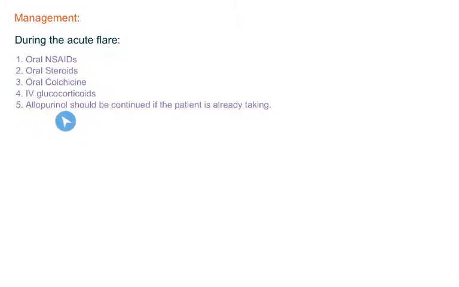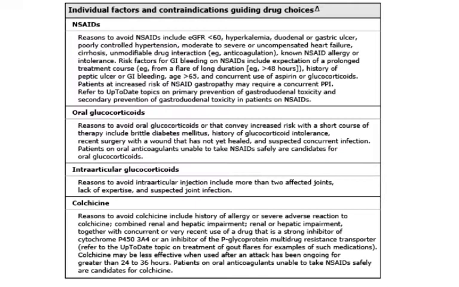Allopurinol should not be started during an acute attack of gout. However, if the patient is already taking it, then it should be continued. The choice of drug depends upon individual factors and contraindications of the drugs.